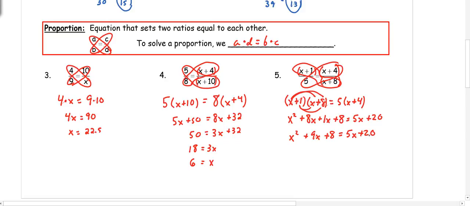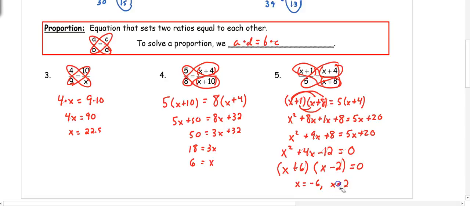So we want to move everything to the x squared side. So when we subtract 5x and 20, we get x squared plus 4x minus 12 is equal to 0. So we need two numbers that multiply to negative 12 and add to 4. So we get x plus 6 and x minus 2 equals 0. I'm going to switch my signs. So we get x is negative 6 and x is 2. In this case, because we don't have them representing sides or anything, we're going to keep our negative solution.